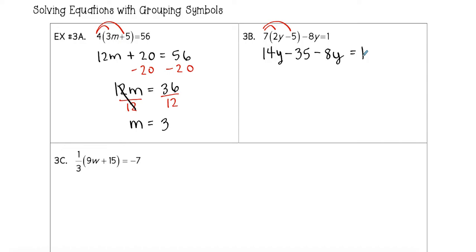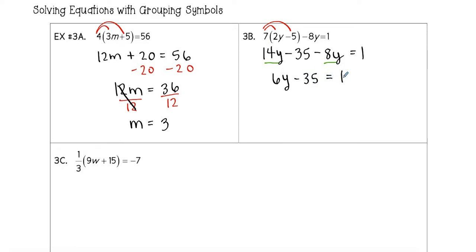All right, I'm going to go ahead and combine my like terms. So 14y and negative 8y, those are like terms because they both have a y. So I can combine those. So 14 minus 8 would give me 6. So I have 6y minus that 35 equals 1.